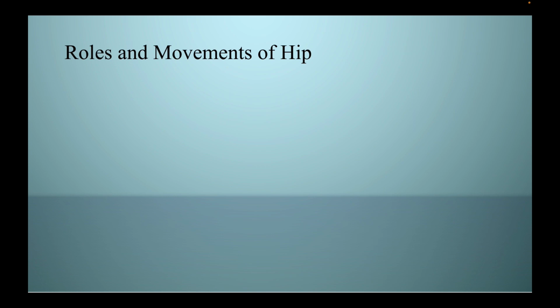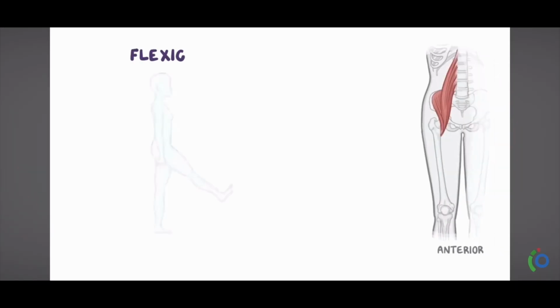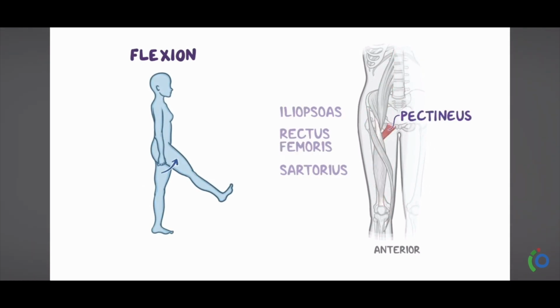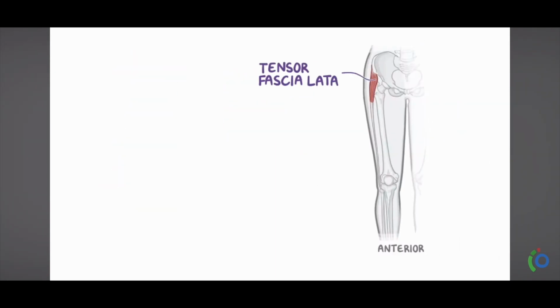Now let's talk about some roles and movements of hip. Some of the roles include providing stability and support, providing mobility, controlling our weight, absorbing shock, providing balance, distributing force, and controlling our posture. And the most common movements of hip are flexion, extension, abduction, adduction, and rotation.